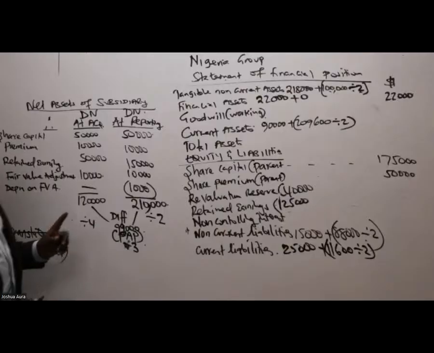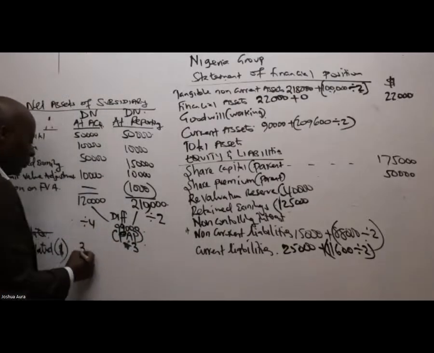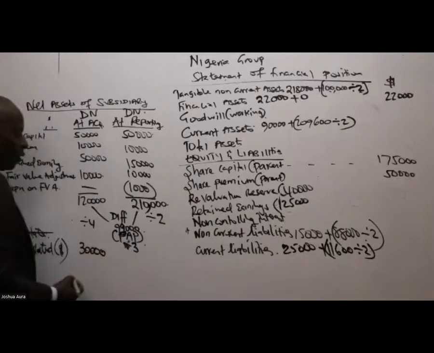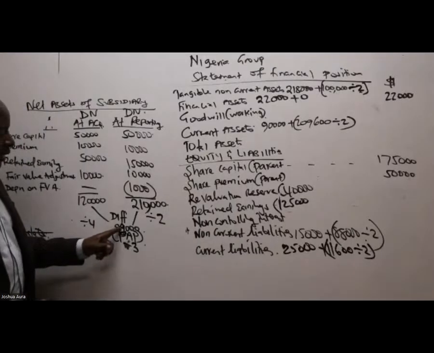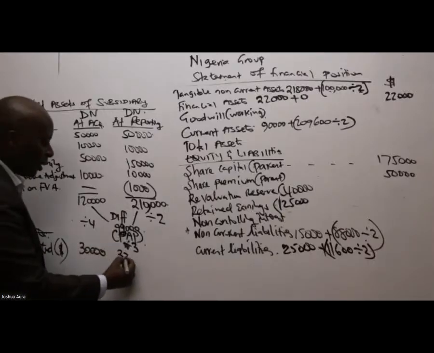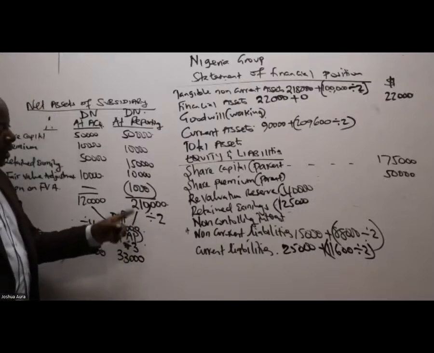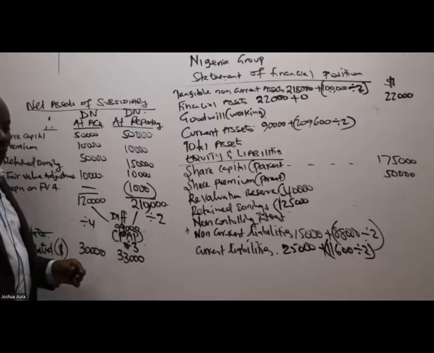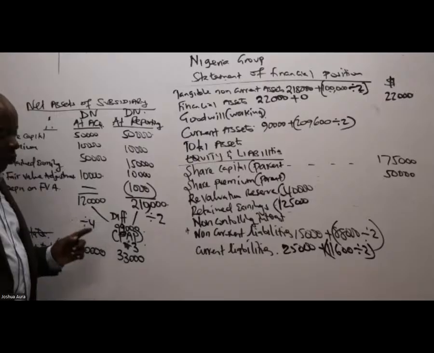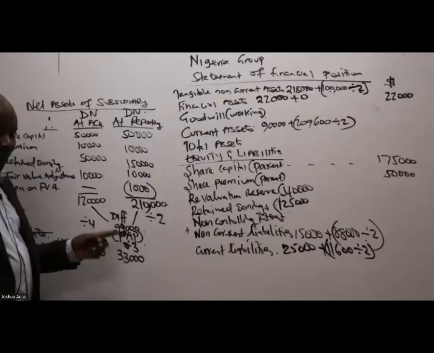So what is 120 divided by 4? Somebody is giving me a figure of 30,000. Thank you very much. And then we have 99,000 divided by 3, which is 33,000. And then we have the last one, which is 219,000 divided by 2. It gives me what figure, somebody?